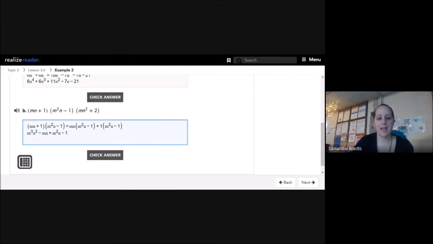So the mn times m squared n gives me the m cubed n squared. mn, it's like saying m&m. mn times negative 1 gives me negative mn. And then 1 times m squared n gives me m squared n. And then 1 times negative 1 gives me negative 1. And looking at this, there's nothing that I can combine. So I'm just going to multiply this times my third binomial.